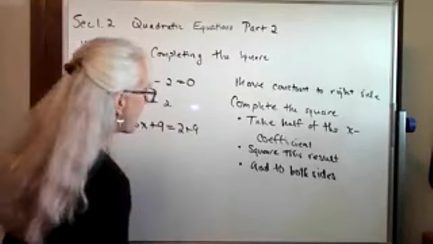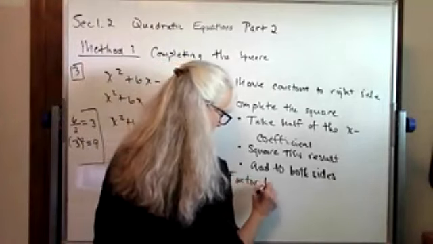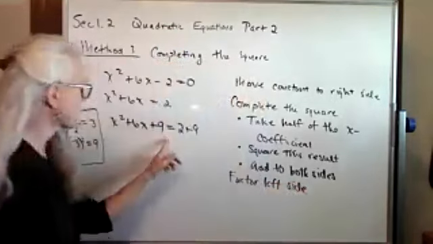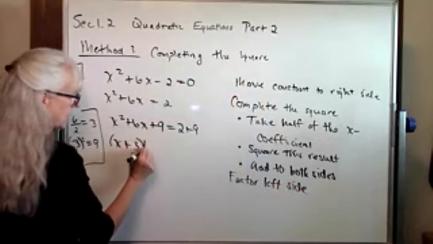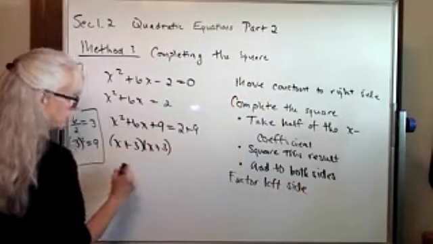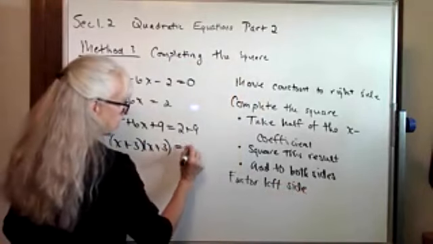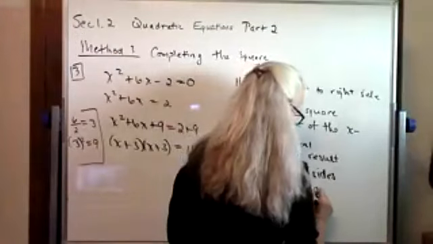We're now going to factor the left side. So now we're looking for factors of 9 that add to 6. Well, factors of 9 that add to 6 are 3 and 3. Believe it or not, that's the number that we got over here. And on the right side, we'll just combine them. 2 plus 9 is 11. So factor the left side, combine the right side.